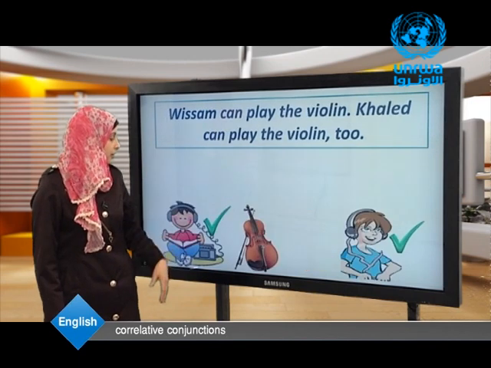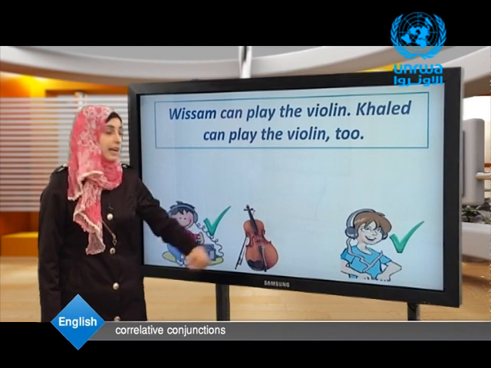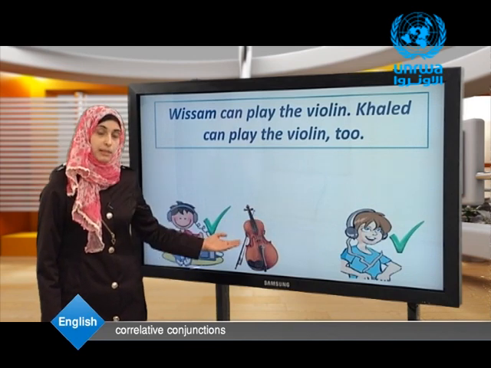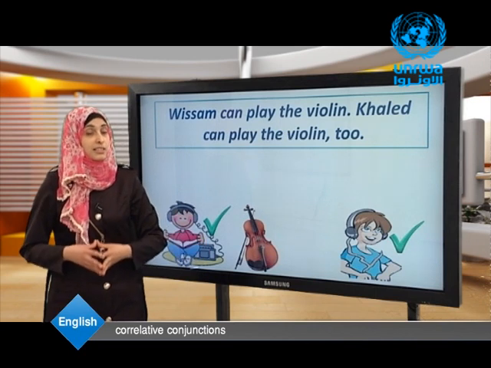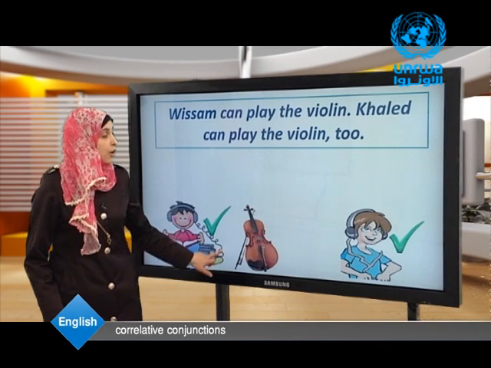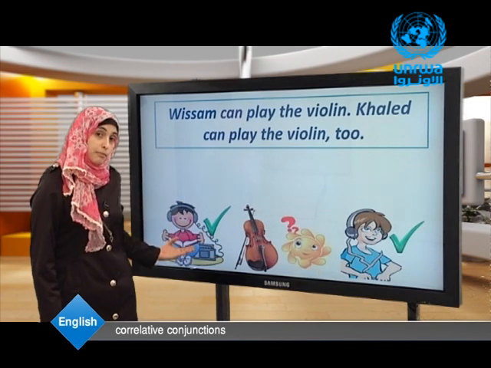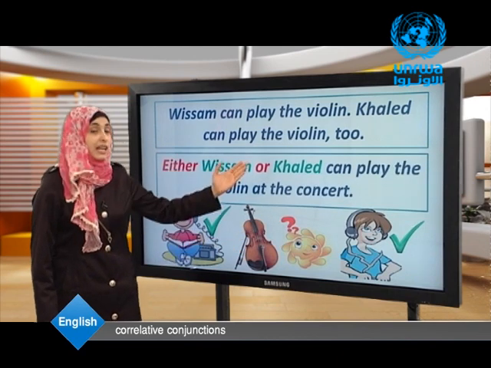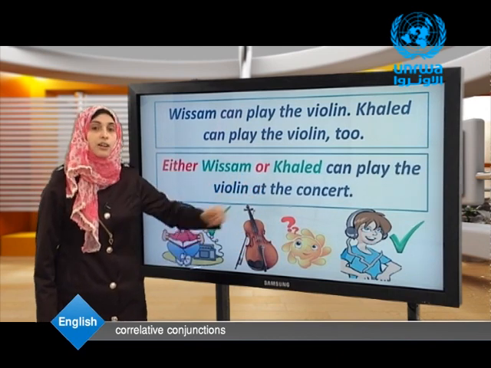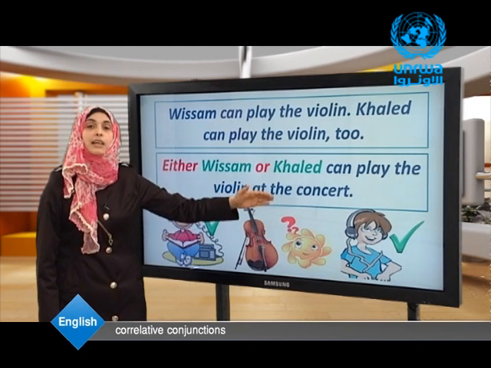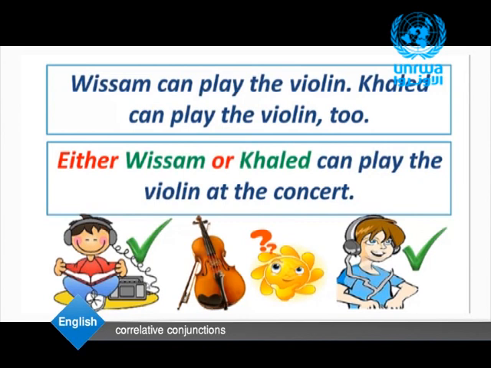The second example, look here at Wissam and Khalid. Wissam can play the violin. Khalid can play the violin too. But as the teacher said, we have only one violin, so we have to choose one person. Is it Wissam or Khalid? So either Wissam or Khalid can play the violin at the concert. We have to choose one person.